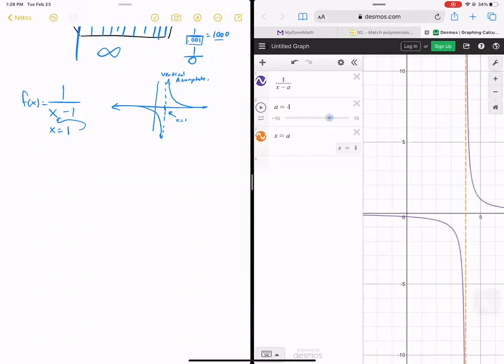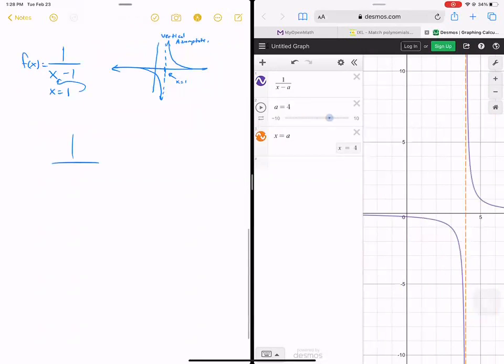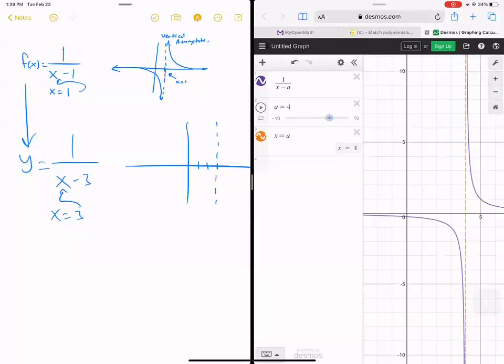So what does a graph of 1 over x minus 3 look like? Okay, y is equal to 1 over x minus 3. Remember, f of x and y are the same. That's why I'm interchanging them. Well, at x equals 3, remember, 3 makes us go to 0. 3 is not allowed. No, it's infinity. So at 3, we're going to always draw a vertical asymptote. And our graph is going to be on the right and on the left.